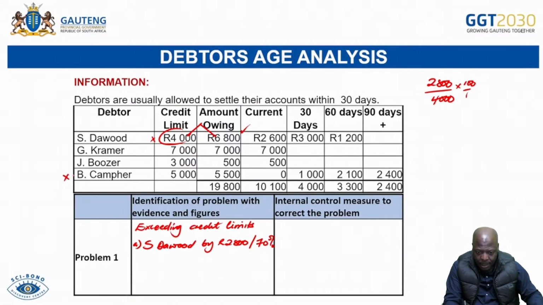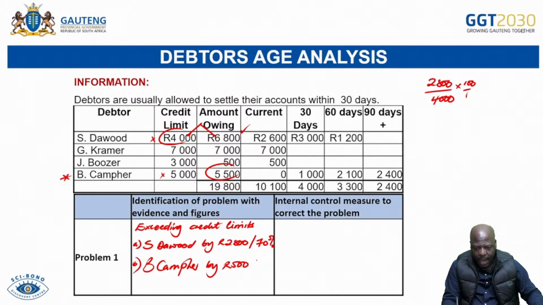Whom else do we see is a problem? B. Kempfer. Okay, so we come here. It is B. Kempfer. And with B. Kempfer, what do we see? We see that B. Kempfer's credit limit is 5,000, but here it's 5,500. So he's exceeded his credit limit by 500 rands. All right. And if you calculate that as a percentage, I simply say 500 over 5,000, you multiply by 100 over 1. So they've exceeded by 10% here.